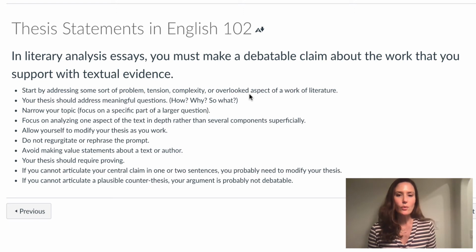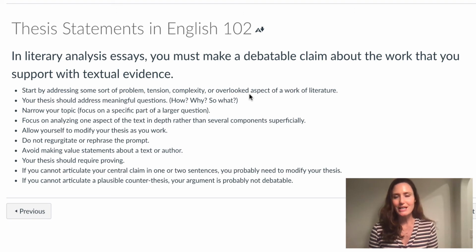Focus on analyzing one aspect rather than several components superficially. So it's much better to focus on one scene or one character or one setting than focus on several characters and try to cover too much.